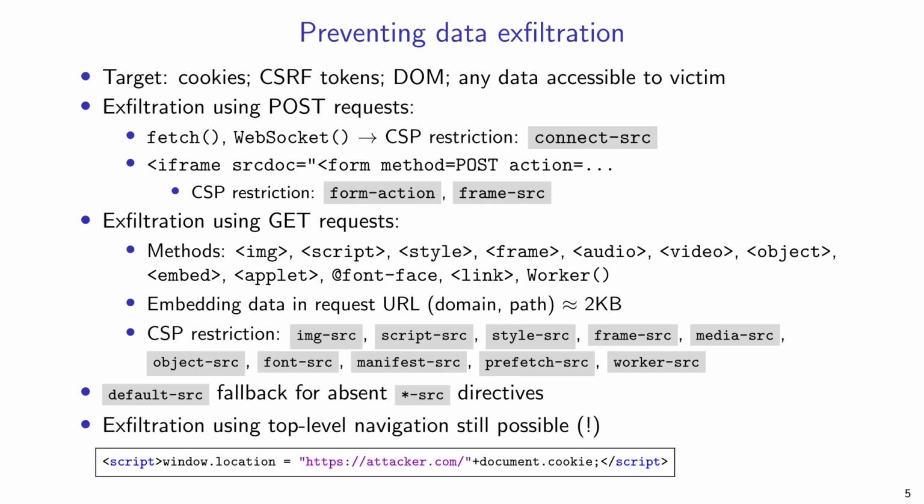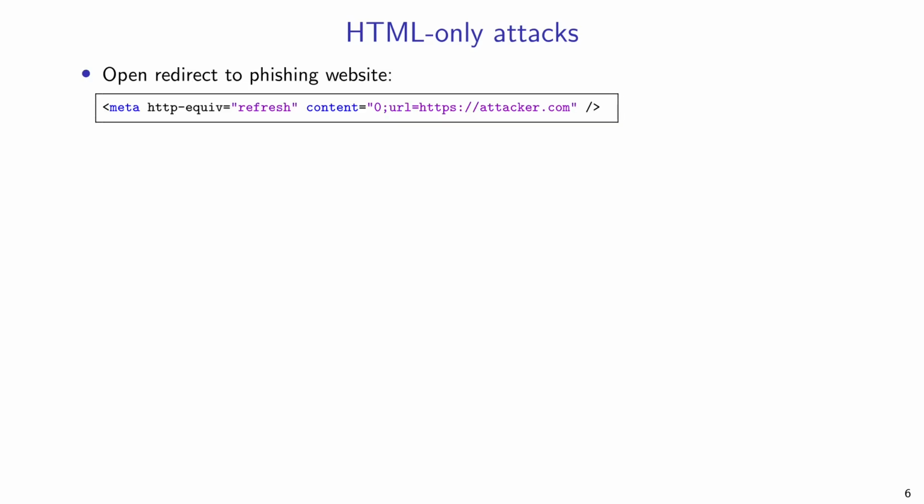Well, alright, let's say the attacker is not able to inject either JavaScript or CSS. Is there anything meaningful that an attacker could achieve with pure HTML code injection only? Well, there are a couple of HTML-only attack vectors that an attacker could try to use. The first one is an open redirect to a phishing website.